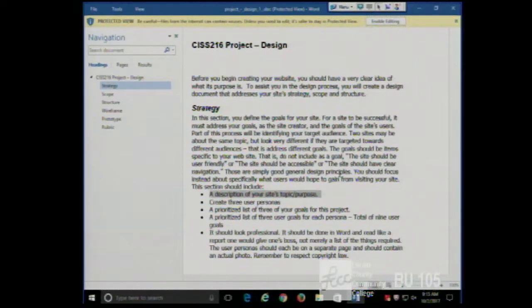All right. So once you define your site's purpose, come up with 3 user personas. And what are user personas? They are fake people that you use to represent the kinds of people that are going to be visiting your site. All right? We talked a little about this last time.